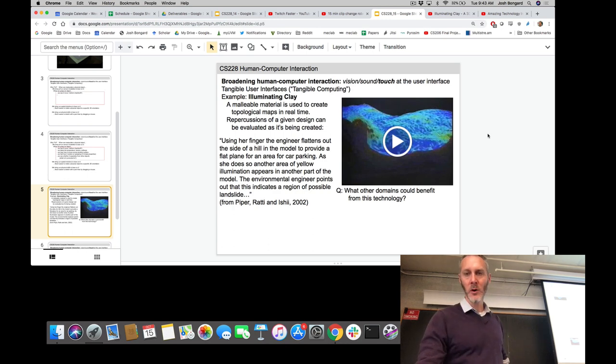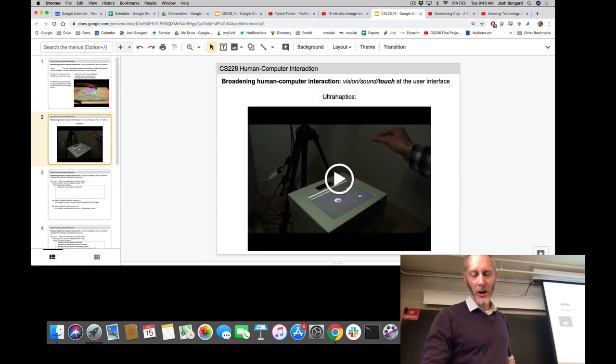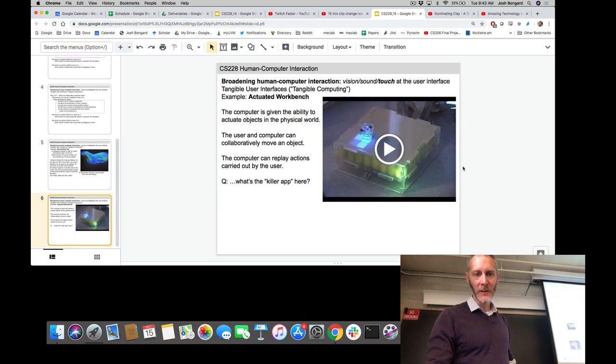Okay, let's look at one more. I think I missed one here. We'll save the ultra haptics for next time. This one takes a little bit to explain. We will introduce the actuated workbench. We'll see the video next time.